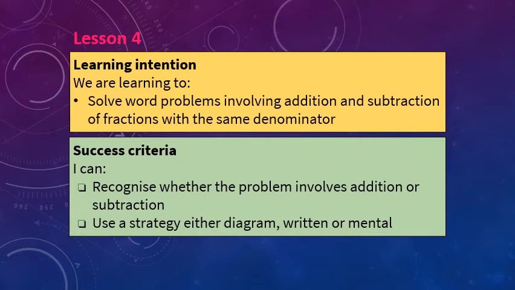Okay, so today to do this successfully, we need to recognize whether the problem involves addition or subtraction. Like any word problem, you need to determine what operation to use, and then use a strategy, either a diagram, a written strategy, or a mental strategy if that's available to you. If you can do this mentally, you're like, well, I know the answer to this, and it's correct, that's fine. But I want you also to be able to demonstrate using a diagram and a written strategy as well. To actually have a proper understanding of fractions, you need to be able to do all 3 of these, not just one of them.